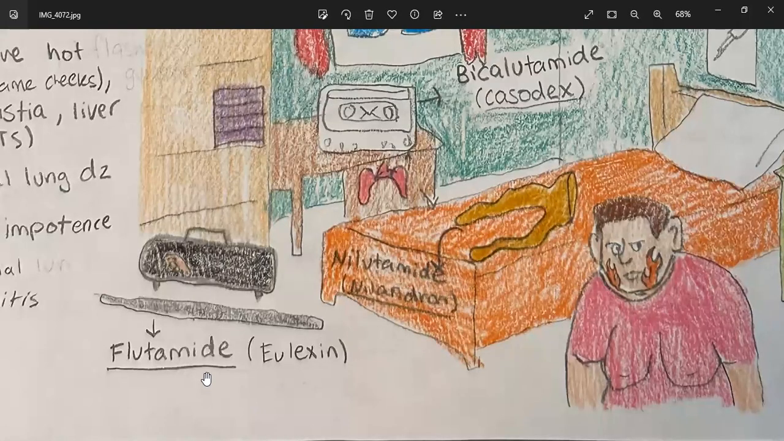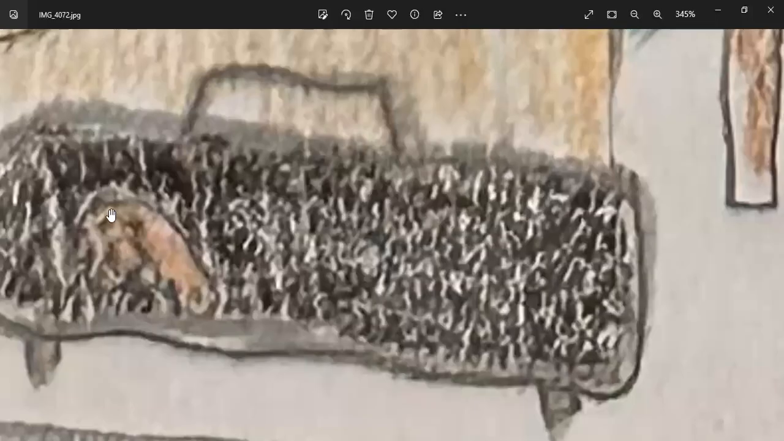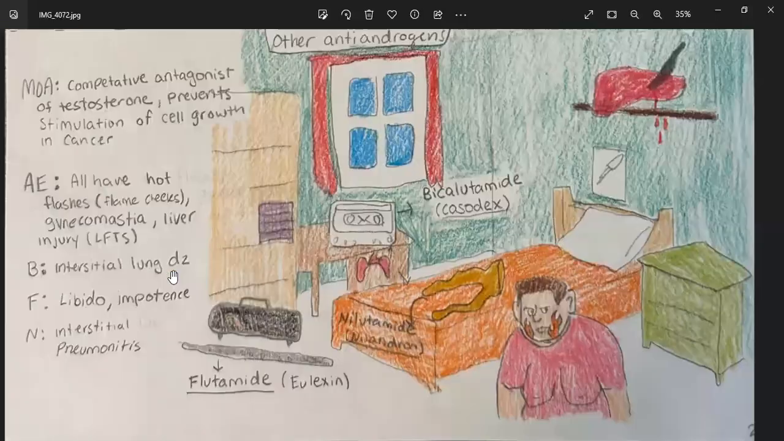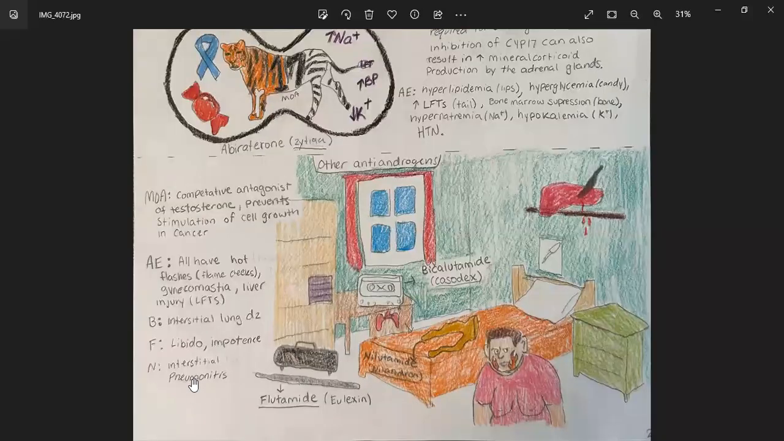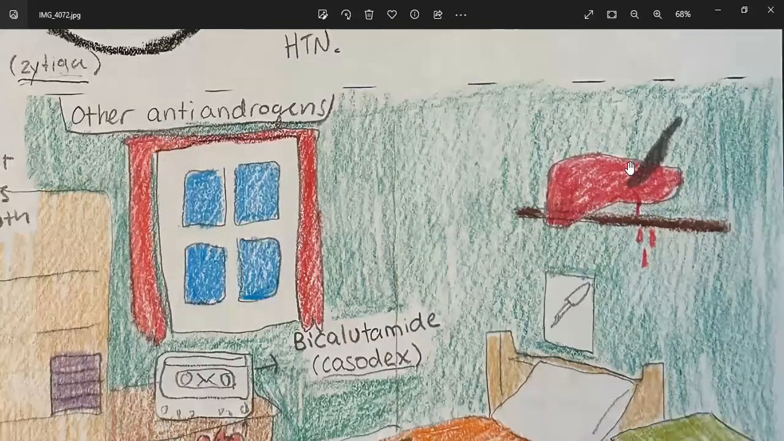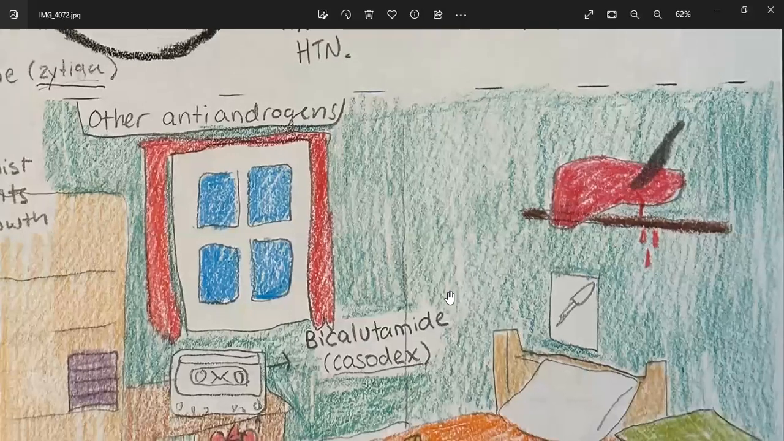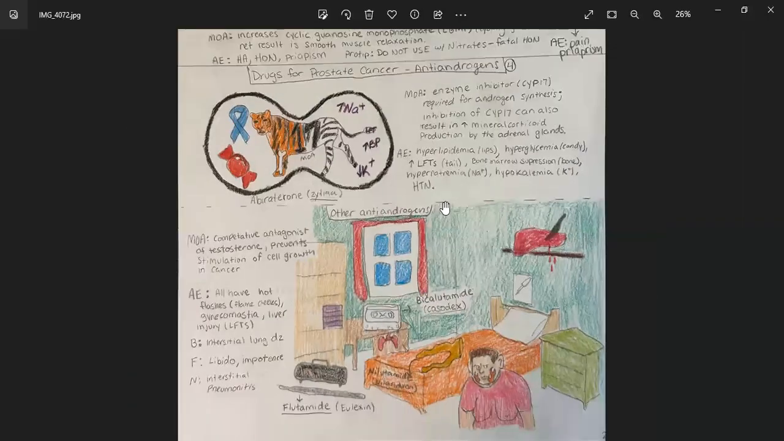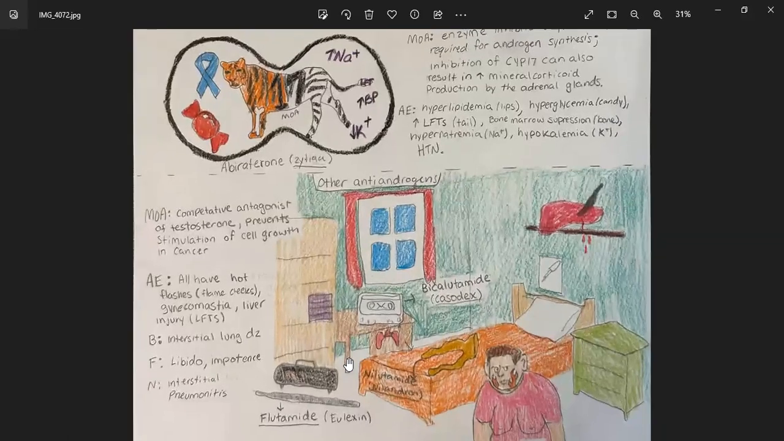And then flutamide has the adverse effect of decreased libido and impotence, which is hard to see, but there is a little sad penis on this flute case for impotence and decreased libido. And then they also all have either liver injury or increased LFTs. So there's a liver with a knife going through it. So that's that.